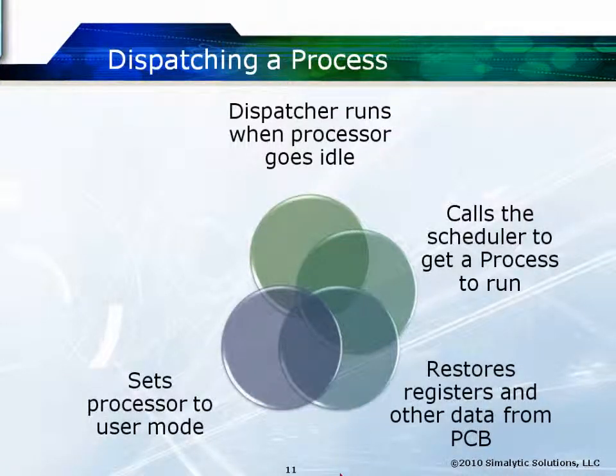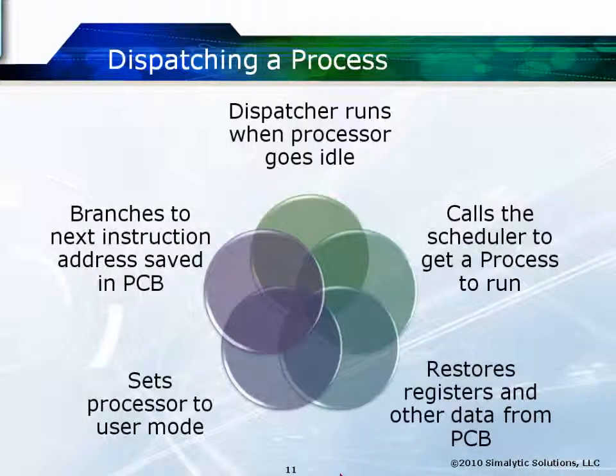First, it'll set the processor into user mode because the dispatcher is going to be running at a privilege level. It's part of the operating system. Sets the processor mode, if the hardware supports it, to user mode, and then branches to the next instruction that was saved in the PCB. So that's how the operating system dispatches or activates a program onto a specific processor.